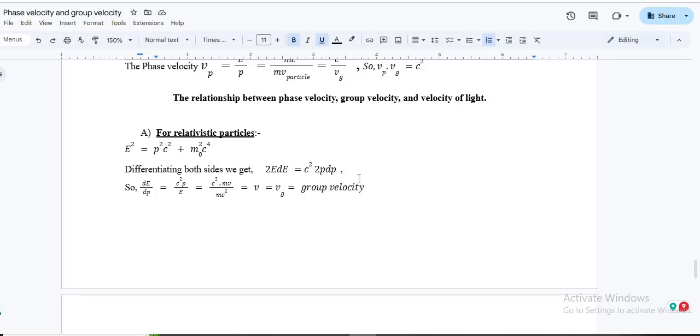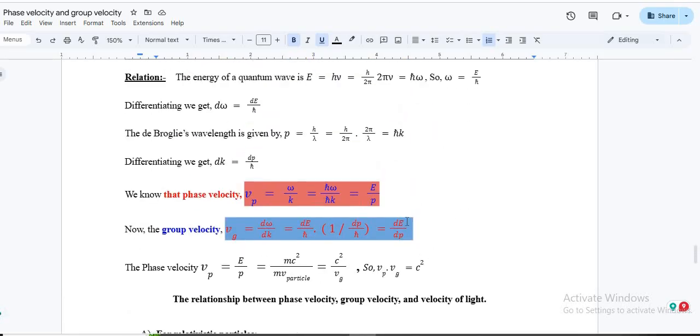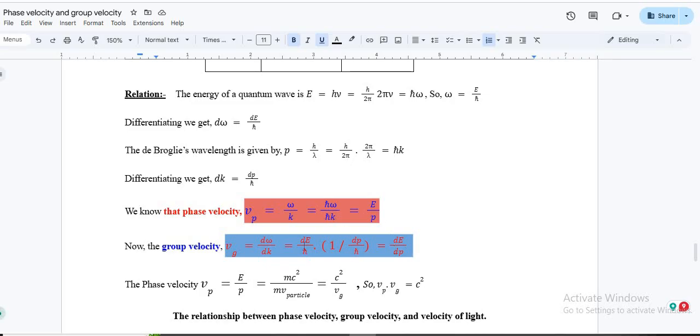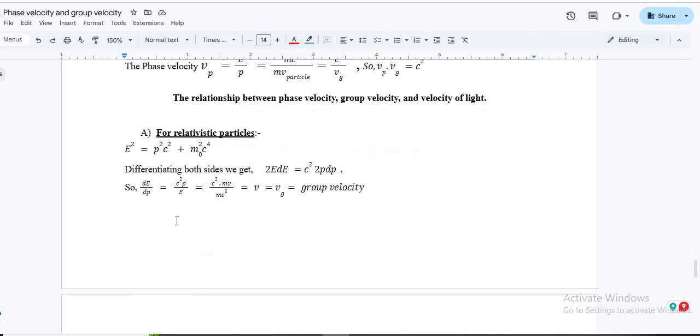Again, you have dE/dP. I am rewriting this one, dE/dP. So what is dE/dP? We have just calculated this. dE/dP is the group velocity, so you are trying to find the group velocity of the system. Just rearranging this, it gives you c square P divided by E.